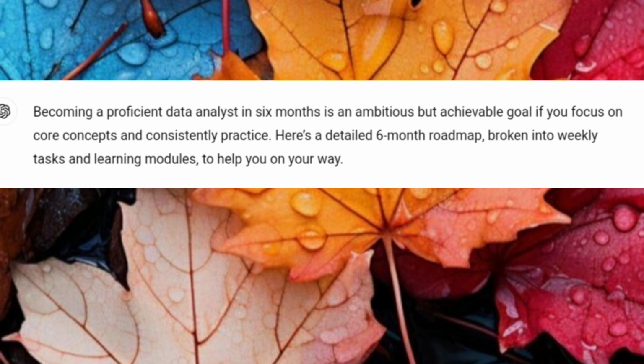Becoming a proficient data analyst in 6 months is an ambitious but achievable goal if you focus on core concepts and constantly practice. Here is a detailed 6-month roadmap broken into weekly tasks and learning modules to help you on your way.